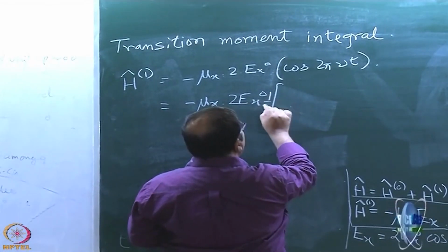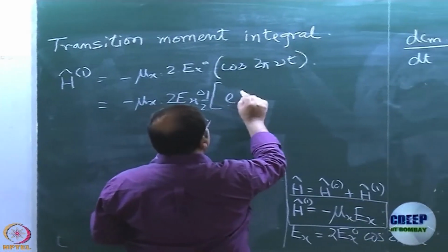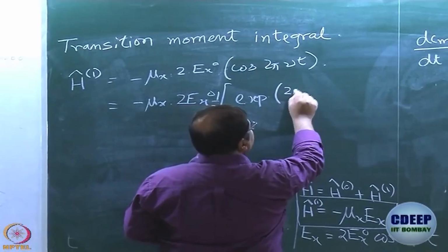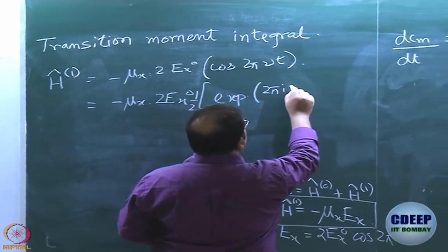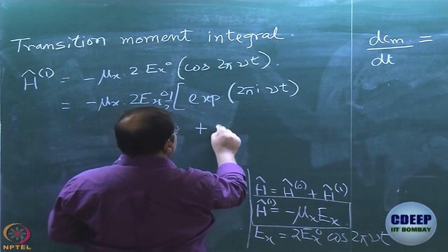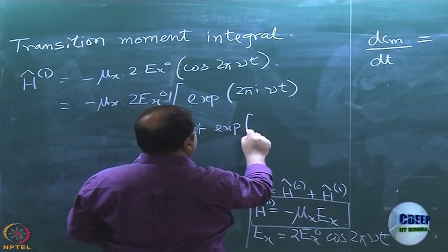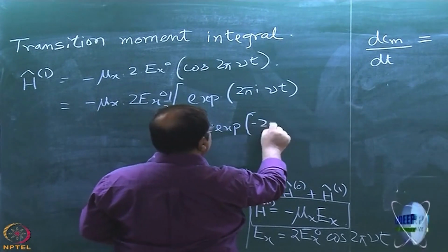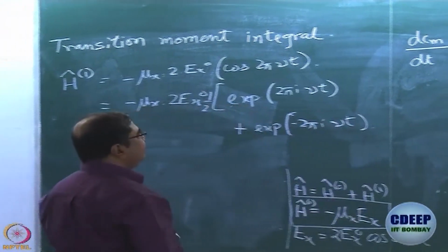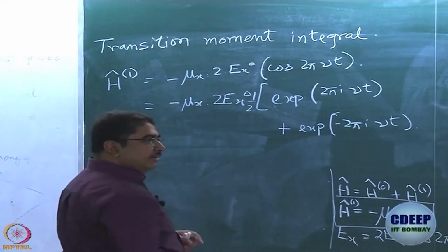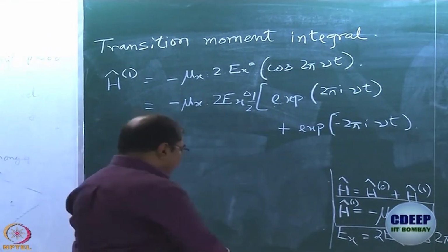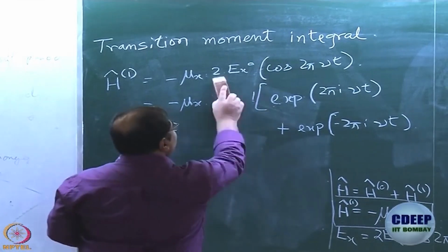2 Ex 0 multiplied by half e to the power, I will write like this, exponential 2 pi i nu t plus exponential minus 2 pi i nu t. Is that right? A whole by 2 I have written already. You cannot read it only because my handwriting is bad.